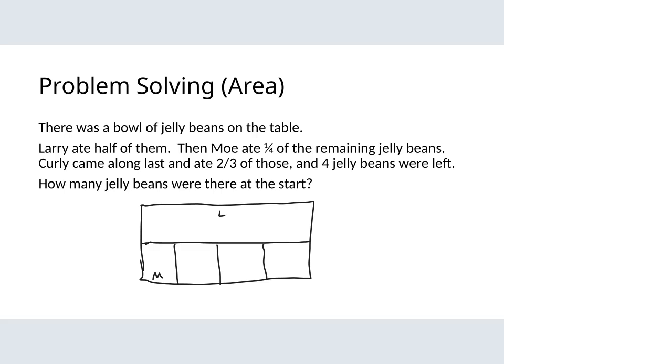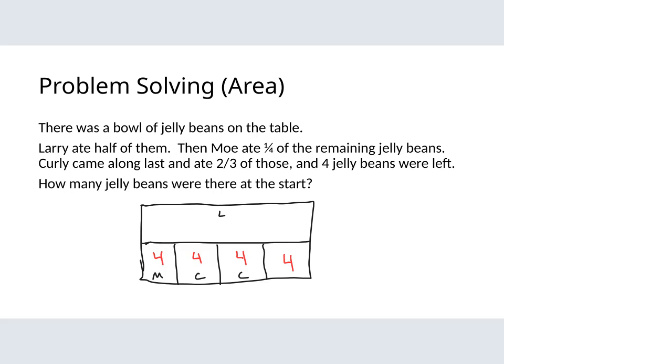Okay, and then Curly came along and ate 2/3 of what was left. So we have to look at what was left, and Curly ate 2/3 of what was left. How many boxes is that out of what's left? How many of those boxes did Curly eat? Excellent, Xochitl. Excellent, Leslie. Curly ate 2 of those, and now we're told that there were 4 jelly beans left. So we get down here to the end, and I have 4 jelly beans left over. What that means is each one of these boxes down here represents 4 jelly beans.